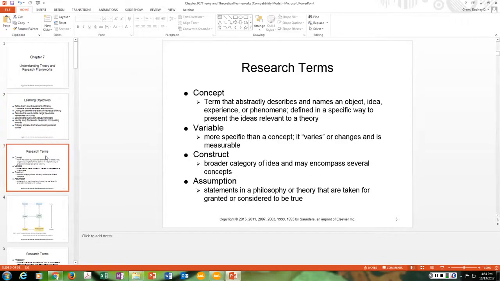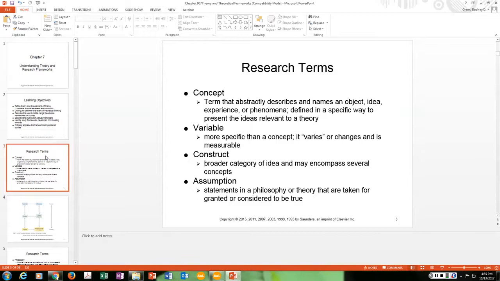So there are many terms. Almost all of them, I have prepared a slide for. So here is one. You need to know what a concept is. A concept is a term that describes and names an object in an abstract way. It abstractly describes and names an idea, an experience, a phenomenon. Now, in terms of research, a concept is defined in a specific way to present the ideas relevant to a theory. So a researcher will define the concepts that are used in his or her study.